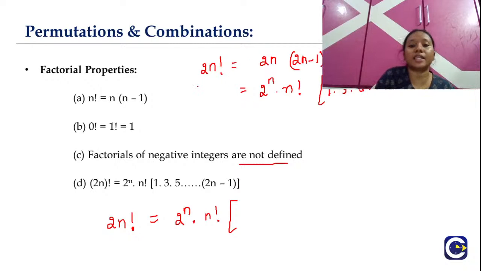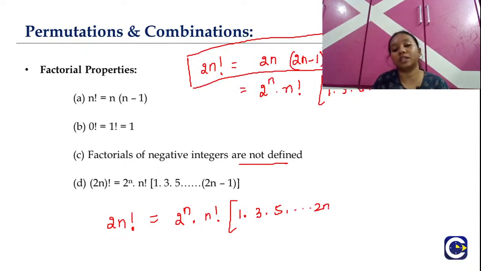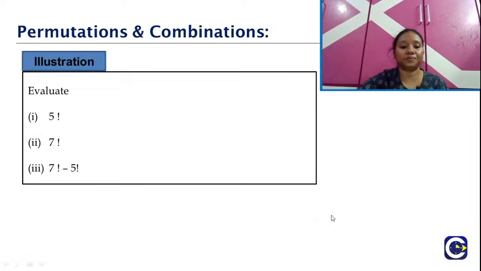So instead of writing this entire expression of 2n into 2n minus 1 into 2n minus 2, 2n minus 3 and so on, this huge expansion of 2n factorial, we can represent it in another way, given by 2 power n into n factorial into 1 into 3 into 5 and so on until 2n minus 1, that is odd numbers. Right, so this is our expansion of 2n factorial.